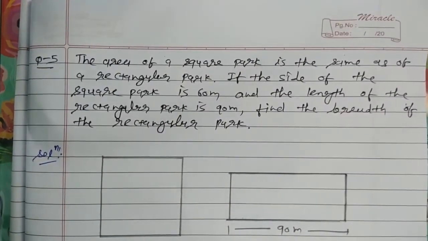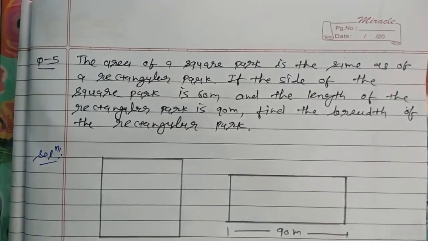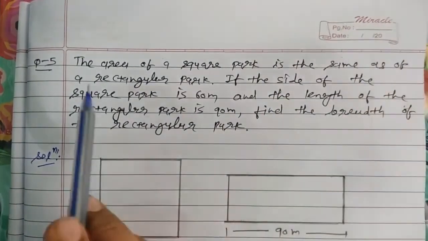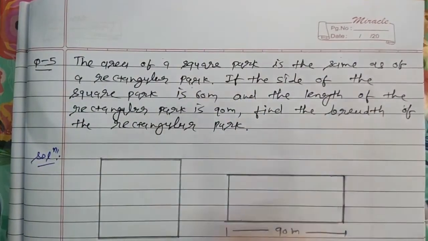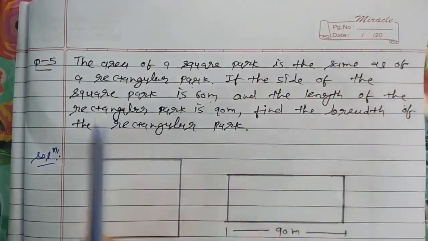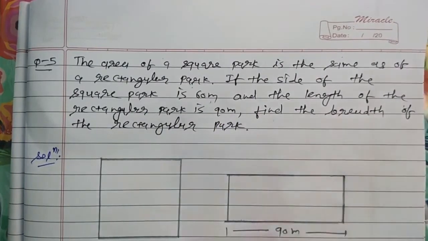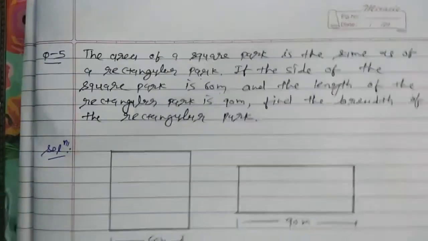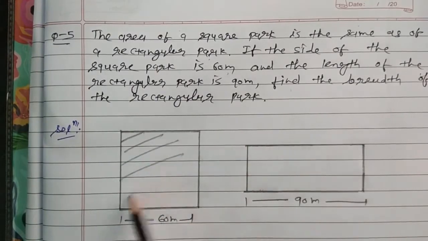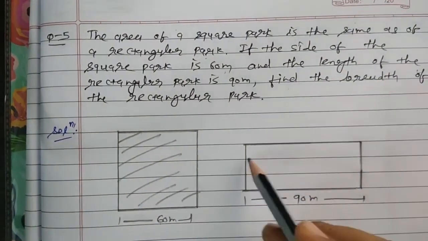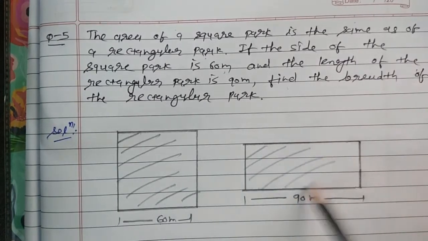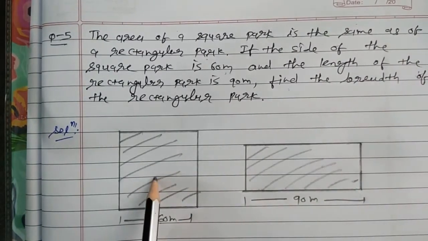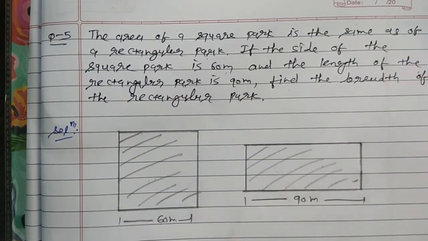Question number 5. The area of a square park is the same as of a rectangular park. If the side of the square park is 60 meter and the length of the rectangular park is 90 meter, find the breadth of the rectangular park. So here it is given that area of a square park, this is shape of square and this is rectangle. So we will take it as a rectangular park and here it is square park and their areas are equal.